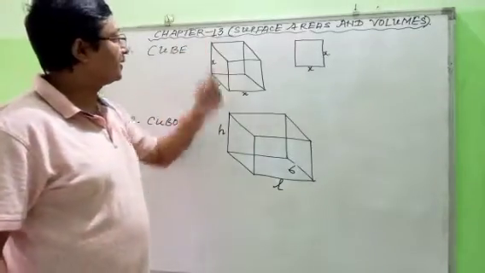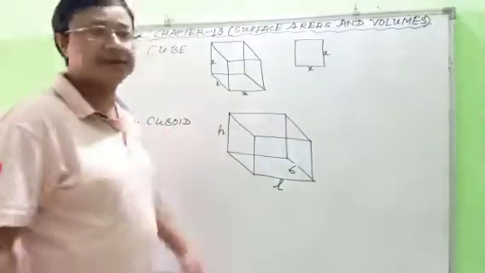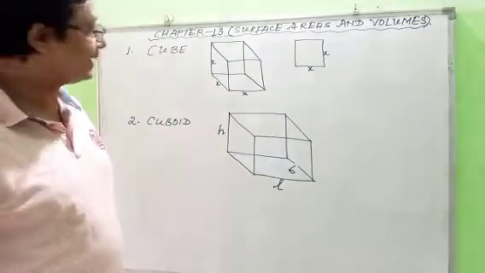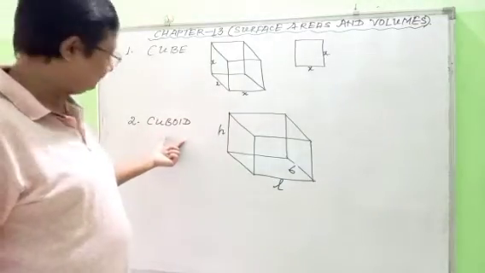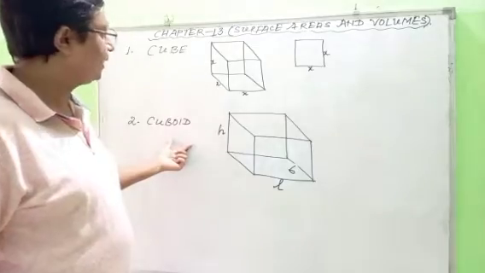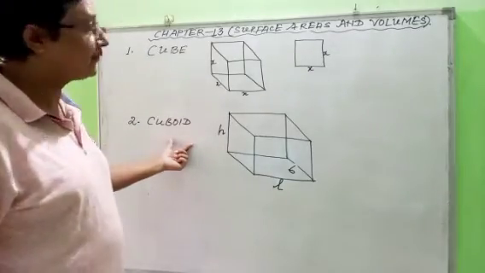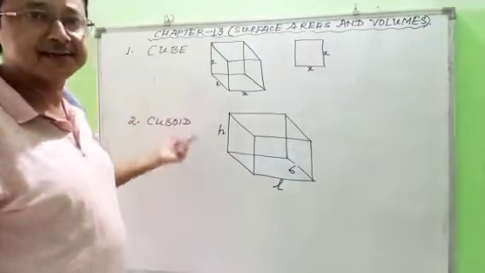Chapter number 13, surface area and volume. You have the previous knowledge from class 8 regarding cubes and cuboids. You have done their area and their volume. Today you will be learning the formulas on cubes and cuboids regarding their areas and volumes.